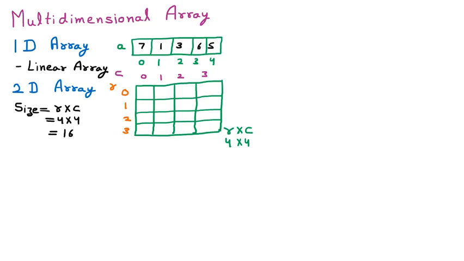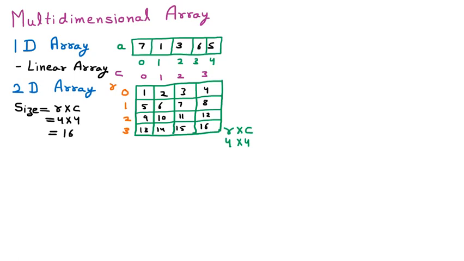Now we are checking whether 16 elements can come: 1, 2, 3, 4, 5, 6, 7, 8, 9, 10, 11, 12, 13, 14, 15, 16. So yes, successfully 16 elements are there. So this one is the 2D array, which is represented by row cross column. 4 cross 4 means 4 rows are there and 4 columns are there.